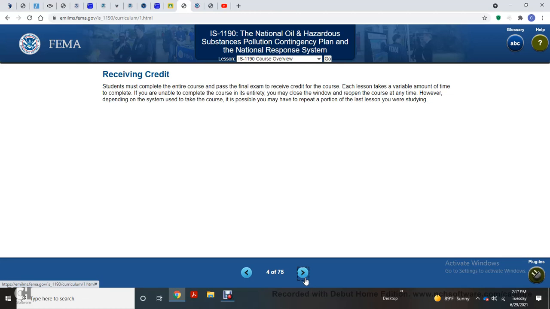Receiving credit. Students may complete the entire course path and the final exam to receive credit for the course. Each lesson will take a variable amount of time to complete. If you are unable to complete the course entirely, you may close the window or reopen the course at any time. However, depending on the system used to take the course, you may have to repeat a portion of the last session you were studying.